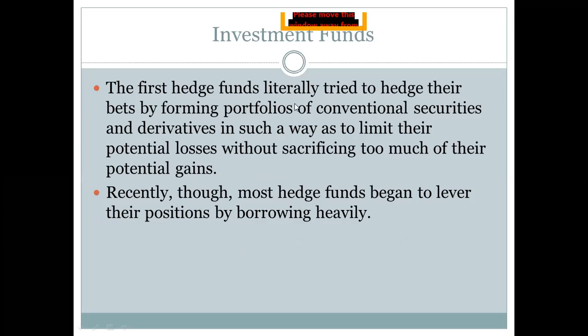The first hedge funds literally tried to hedge their bets by forming portfolios of conventional securities and derivatives in such a way as to limit their potential losses without sacrificing too much of their potential gains. Recently, though, most hedge funds began to lever their positions by borrowing heavily.